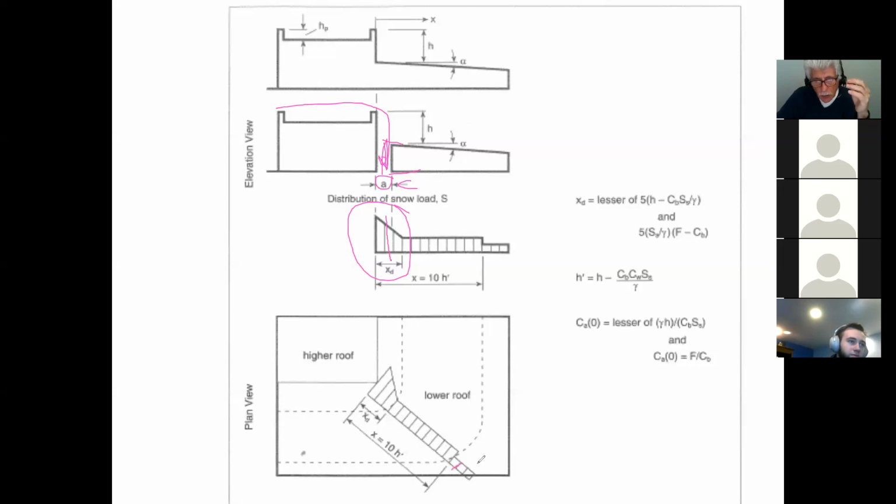Now don't worry about this. This is all okay. And these are the formulas that we're going to be using. So this is what they mean by you have to be able to calculate how much of a drift can accumulate onto a lower roof caused by all the snow that can be falling on the upper roof and so on. So that's what we're going to learn how to do.